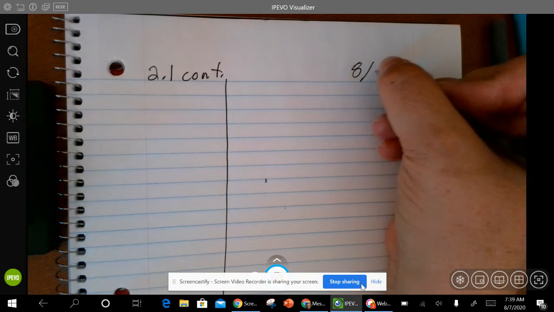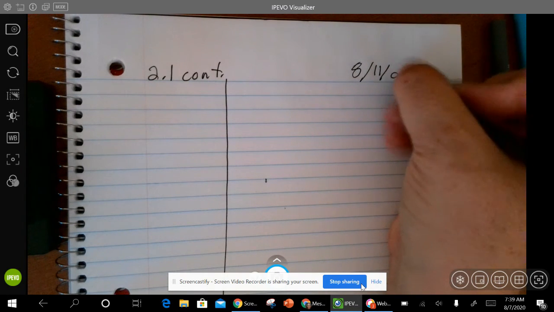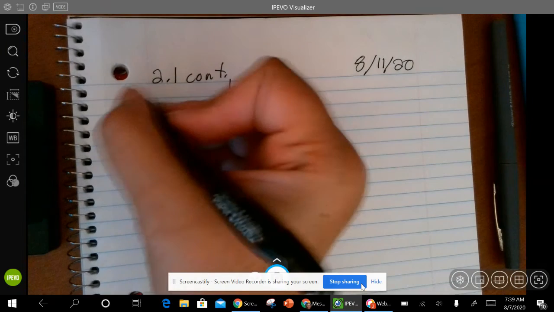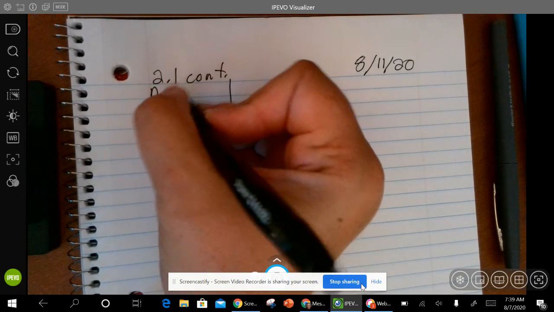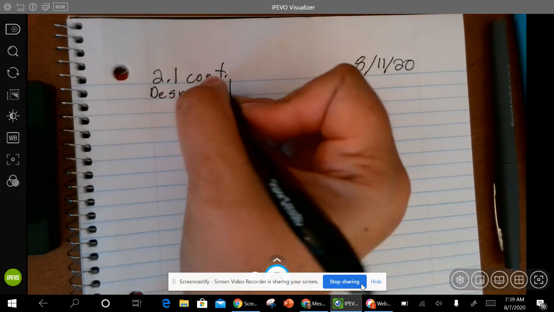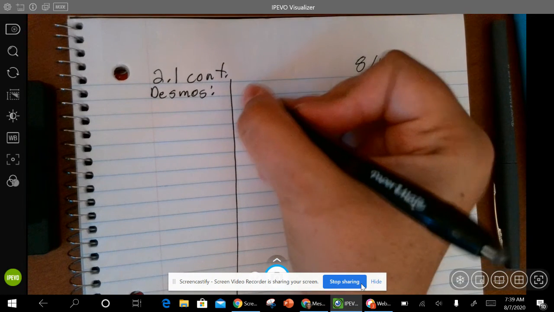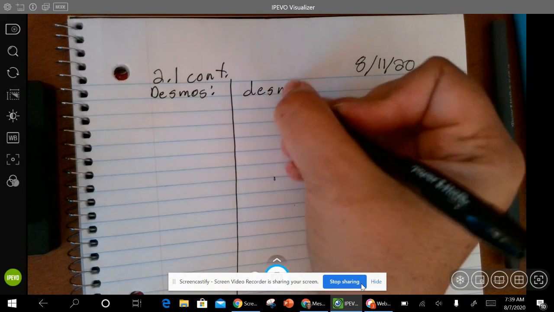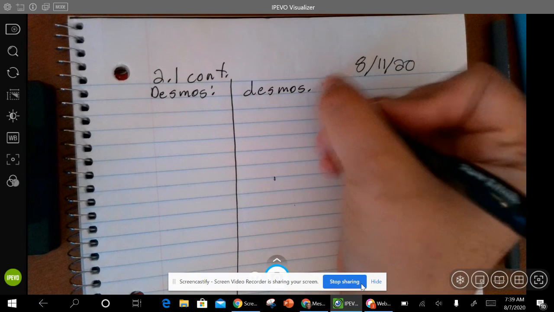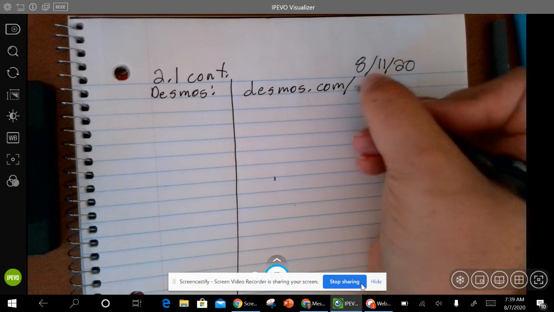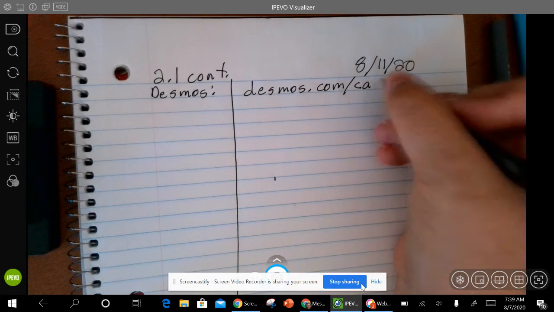So we're still on section 1. Okay, so I'm going to show you using Desmos. If you have a graphing calculator, you can use that too, and you can ask me for the steps. So what we're going to be using is desmos.com/calculator.